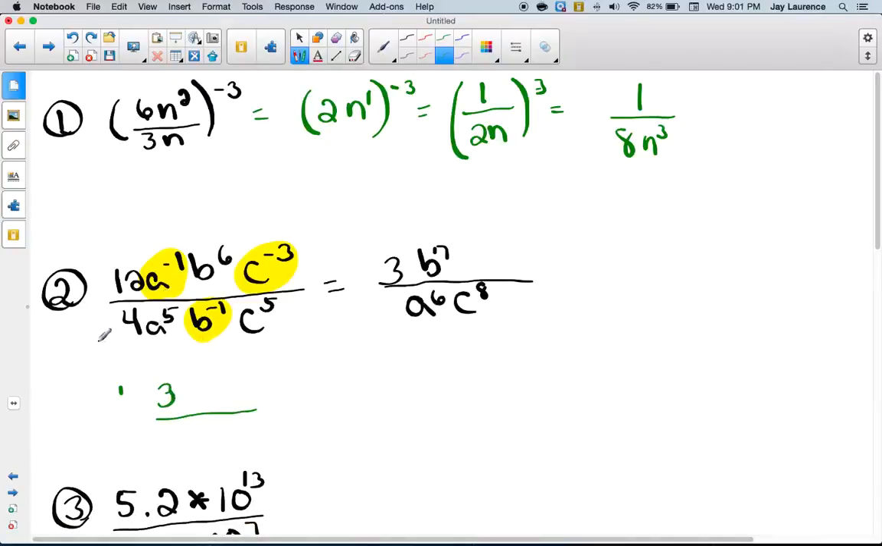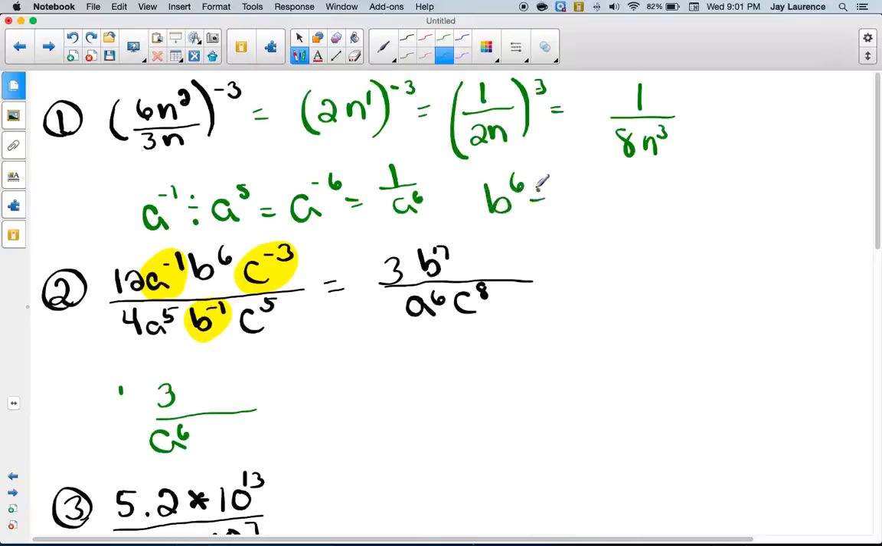Now, we're going to have a to the negative first divided by a to the fifth. Subtracting the exponents will get me a to the negative sixth. And since it's a negative exponent, I have to take the reciprocal, and that'll force it to be 1 over a to the sixth. Where's my a to the sixth? Oh, it's in the denominator. All right, I'll put an a to the sixth in my denominator. Okay, on this one, I'm going to have b to the sixth divided by b to the negative first.